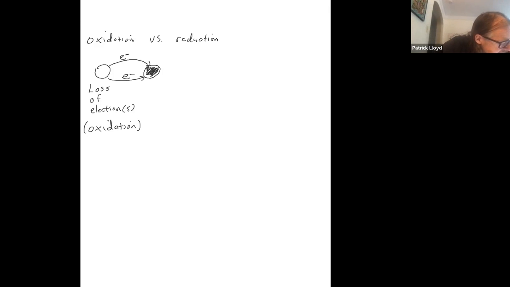This atom here is gaining electrons. So this is the gain of electrons. This is called reduction. Okay, now what I would do is memorize that. Loss of electrons is oxidation. Gain of electrons is reduction.